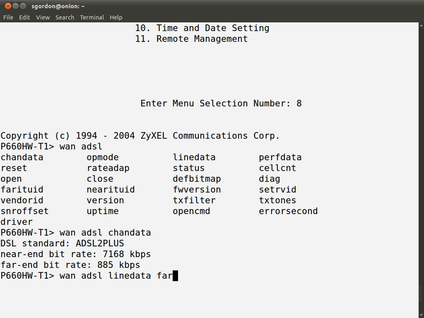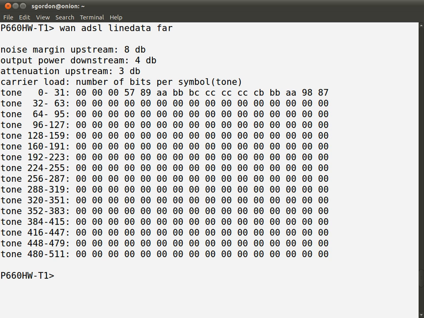What does this show us? It shows us something about the signal strength or the signal quality. A noise margin. That's a signal to noise ratio for this line. We'd like this to be high. The higher the better. This is the ratio between the signal strength and the amount of noise. The stronger the signal compared to the noise, the better the quality of the signal that is received. The more noise, the lower the signal to noise ratio. And the signal to noise ratio is the noise margin here, 8 decibels, which is okay.